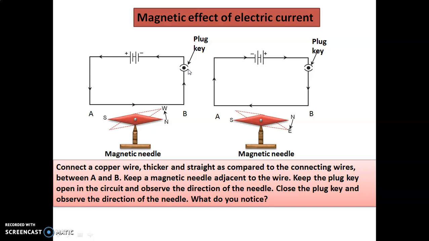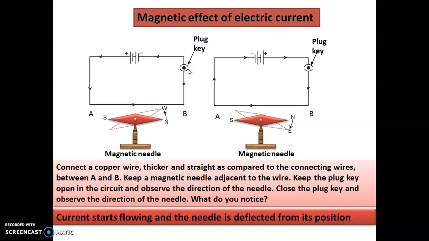But once we close the plug key, what will we notice? Here we will notice that as the current starts flowing, the needle is deflected from its position. So, because of closing of the plug key, the current starts flowing and the needle shows the deflection. This is the original position, south and north, and the dotted line shows the deflection.